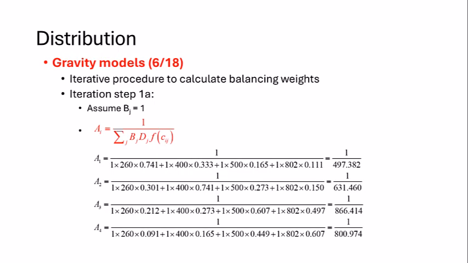Next, we start the iterative balancing procedure. In step 1, we assume the destination balancing factors, Bj, are equal to 1. Using this assumption, we calculate the origin balancing factors, Ai, based on the target productions and the deterrence matrix. This begins the process of adjusting the model to satisfy the row totals.